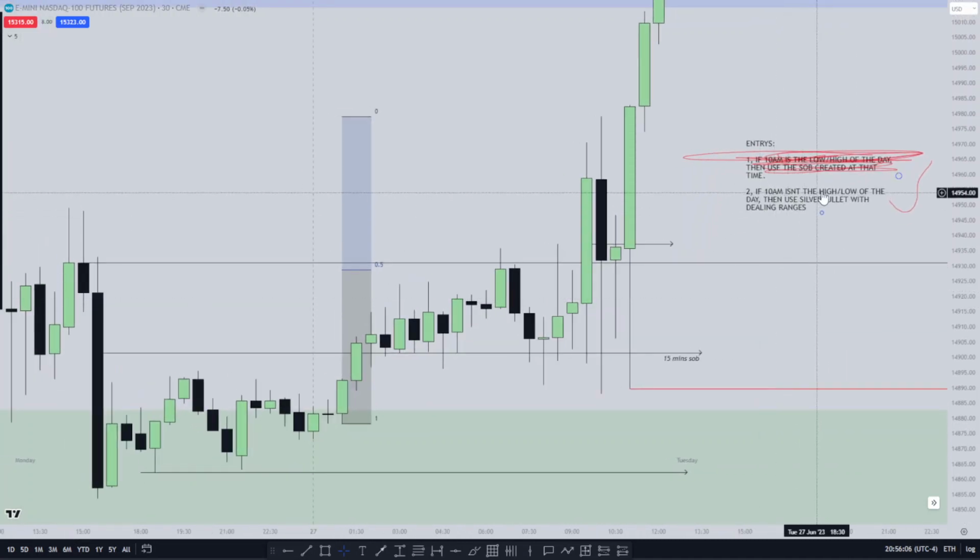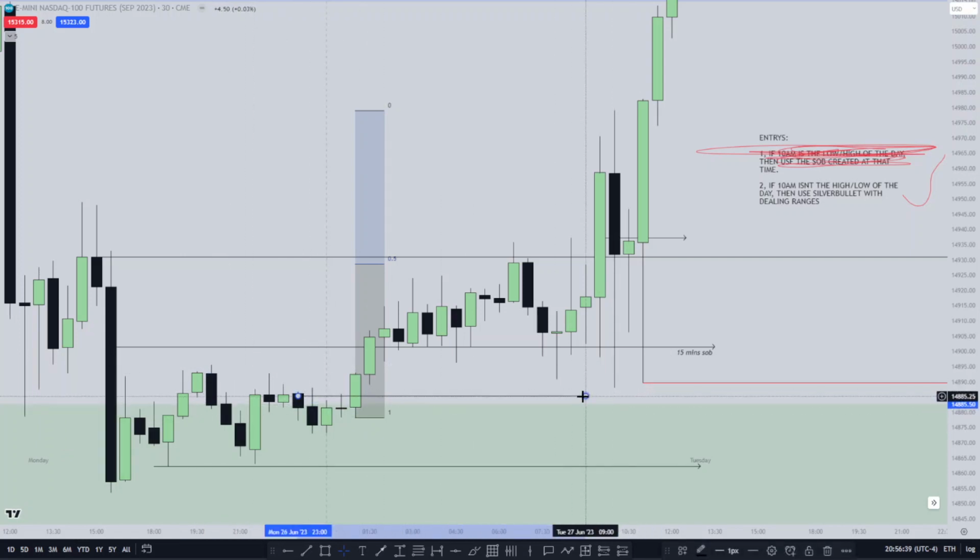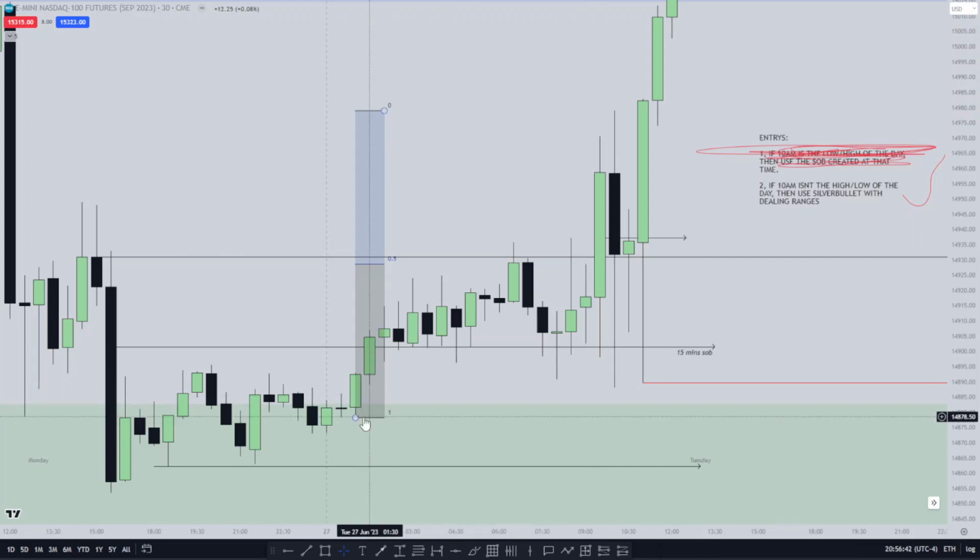So if 10 a.m. isn't the low or high of the day, then use silver bullets with daily ranges. So this low right here, because this low created this CSD right here. So this candle and this candle right here. I said for the CFD, this candle was above here, but I'm not using CFD, so possibly in the CFD, this candle was above here. So I'm going to use this candle right here because this candle created the CSD from here. So the last candle before the expansion move higher, this expansion. So this is the 50% right here.